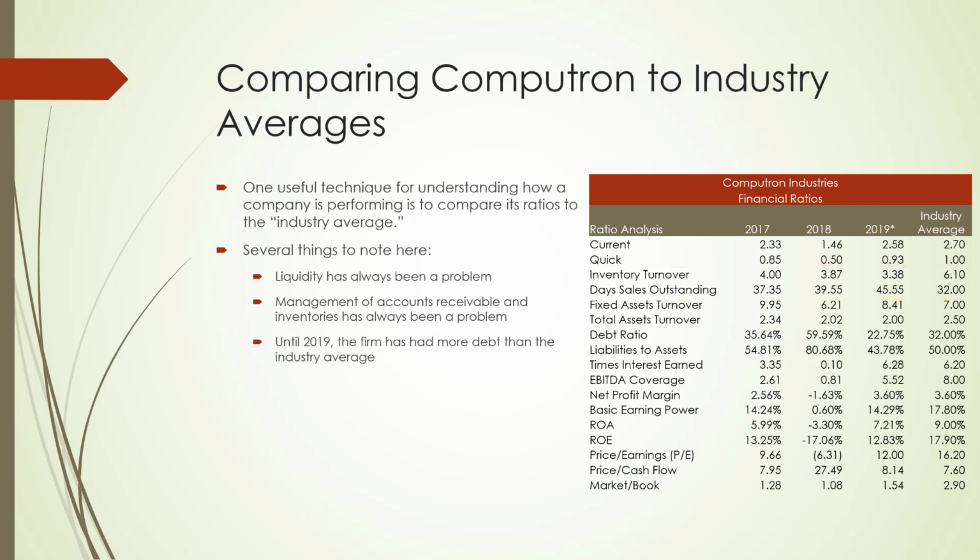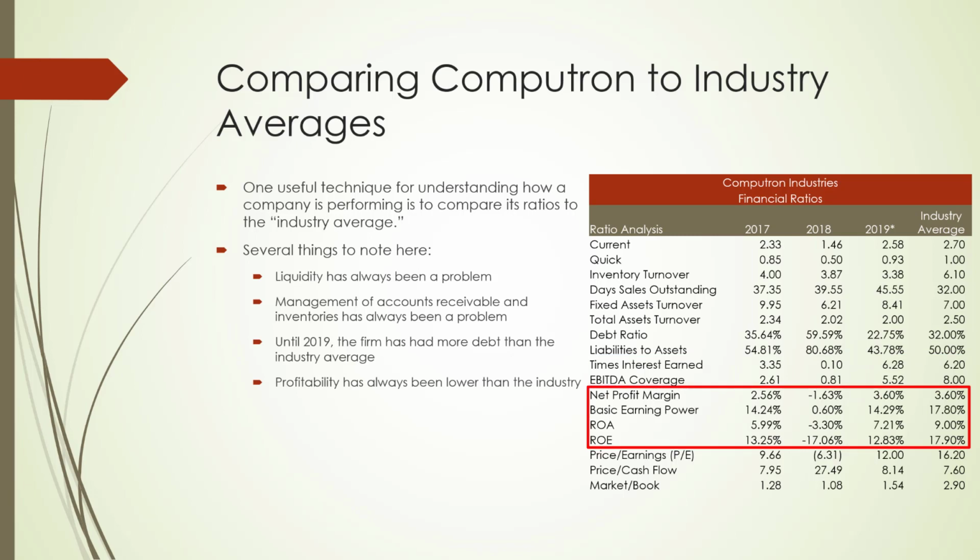We can also see that up until 2019, Computron has had a lot more debt than the industry. If you look at the debt ratio or liabilities to assets, you can see that clearly. Also, if you look at the coverage ratios, they are always less than the industry average, at least until 2019, when the times interest earned ratio is a little bit better than the industry average, and that's because they paid off a lot of debt. And finally, the profitability has always been low relative to the industry, and so that's not good.